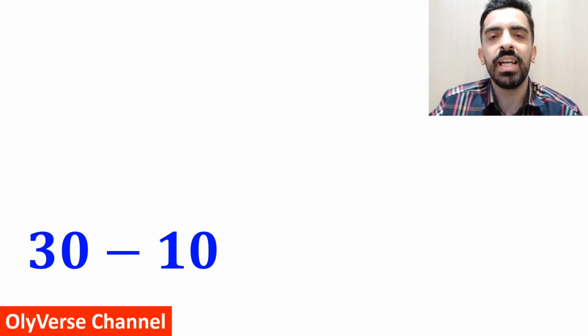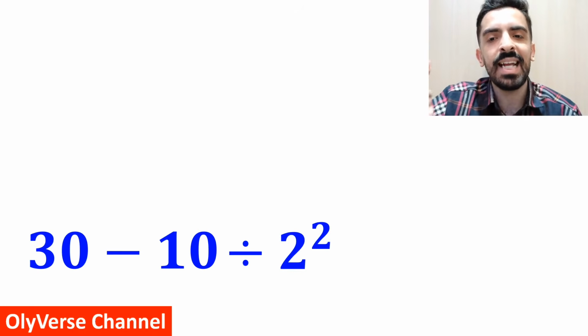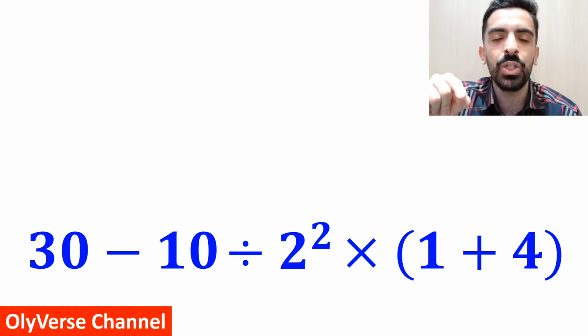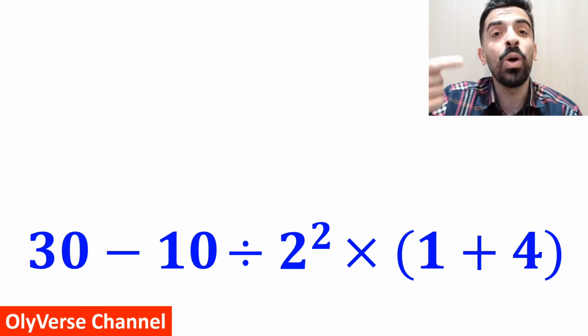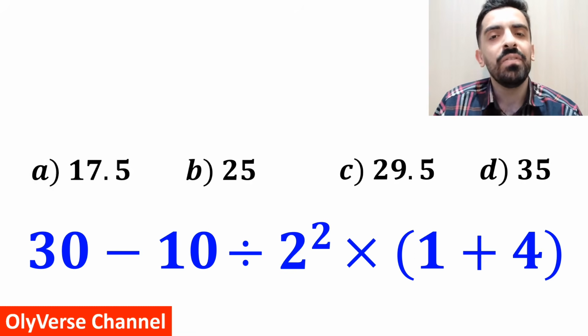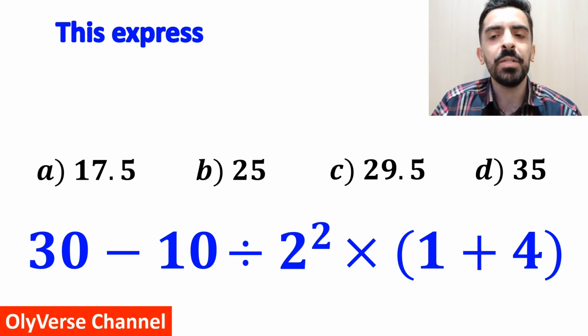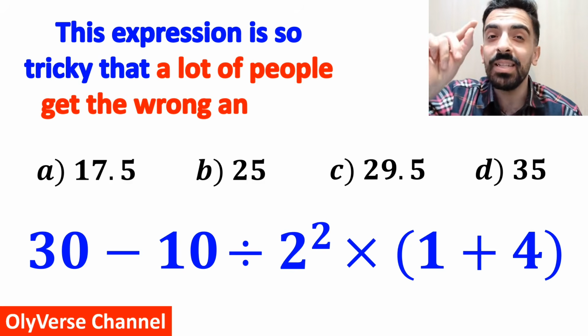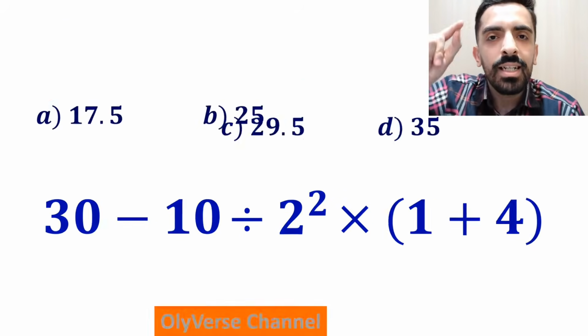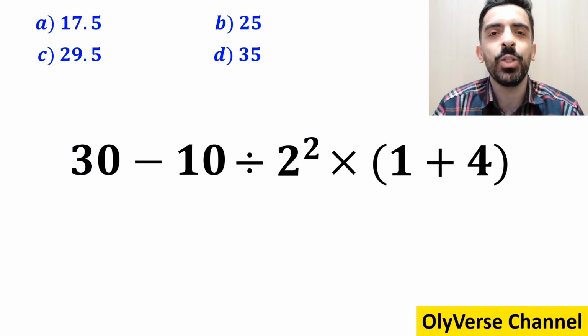What is the value of the expression 30 minus 10 divided by 2 to the power of 2 multiplied by (1 plus 4)? Which option do you think is the correct answer to this question? This expression is so tricky that a lot of people get the wrong answer. Let's dive in and break it down step by step together.